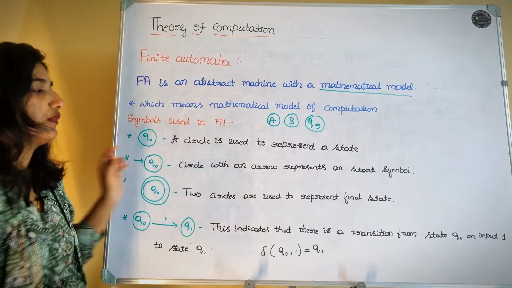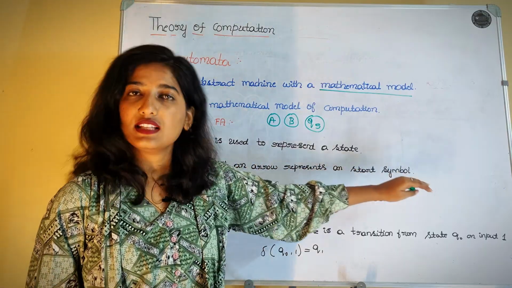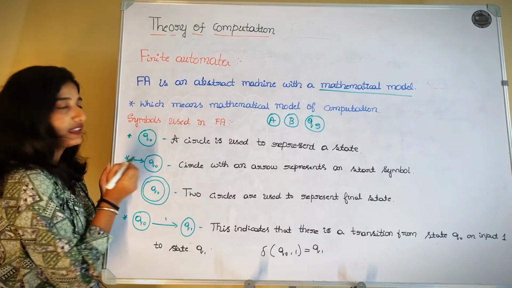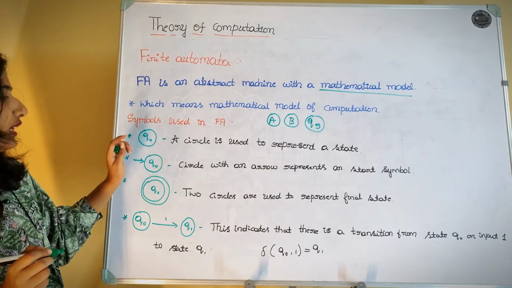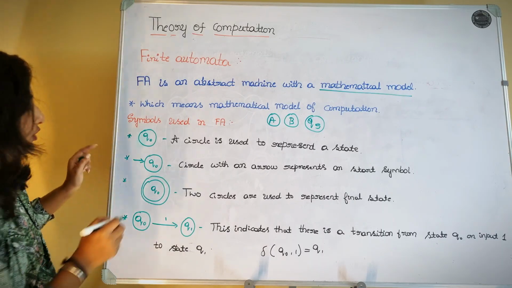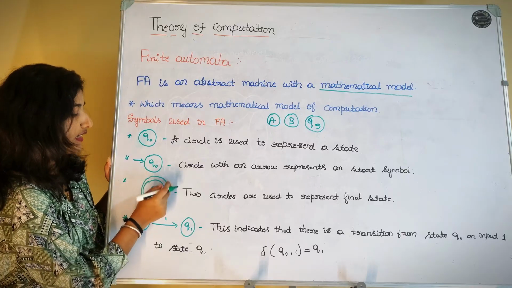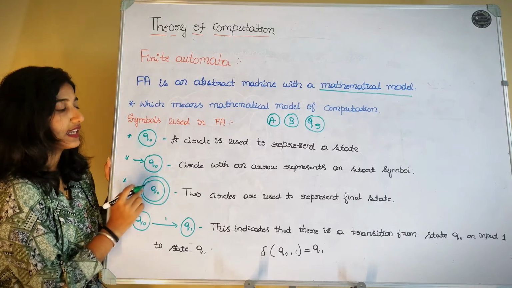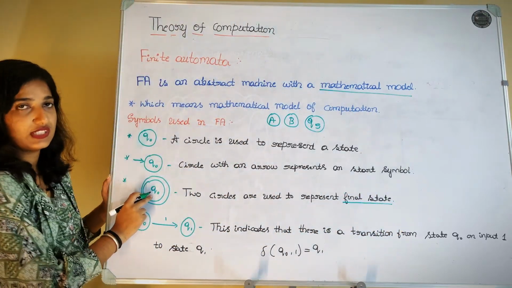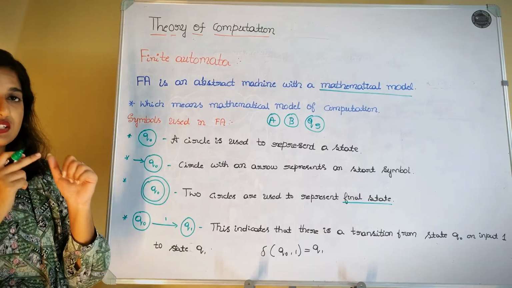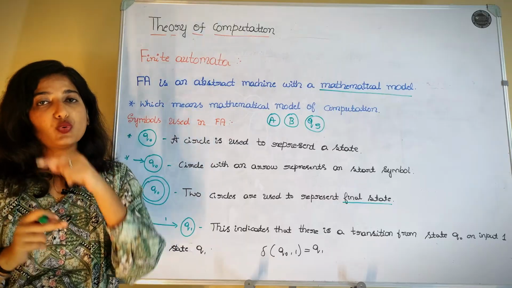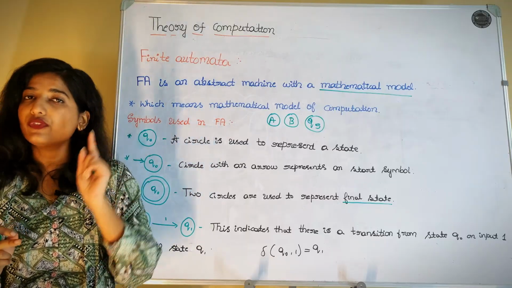A circle with an arrow represents a start state, which means if there is an arrow here, then it is the start state. For this circle there is another circle here. So state Q0 has two circles, and two circles are used to represent a final state. So here Q0 is the final state. A circle with an arrow is a start state, and a state with two circles is a final state.